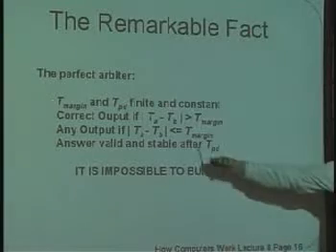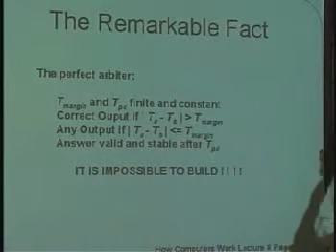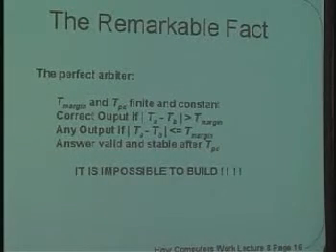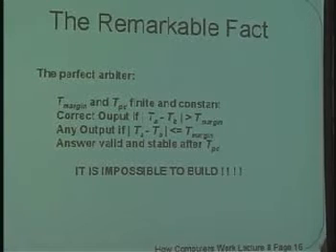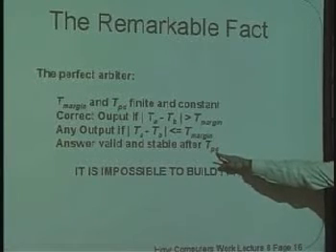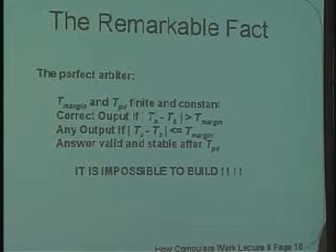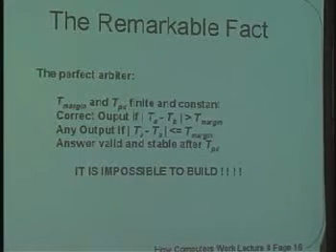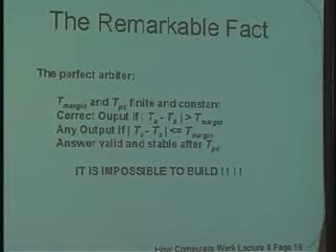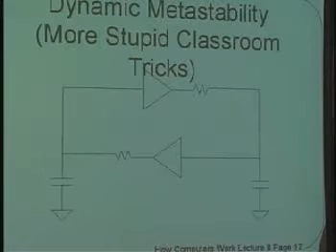It's okay for it to give any output if we're less than or equal to the margin, but we also insist that the arbitration take a finite amount of time, t sub pd. And guess what? It turns out that as far as we know, it is impossible to build an arbiter like this. Which is an amazing fact.